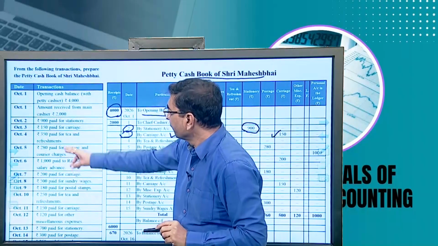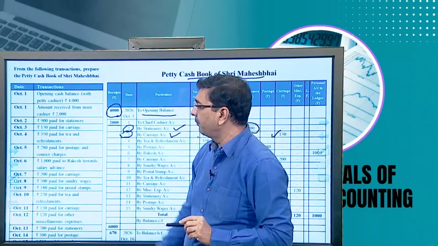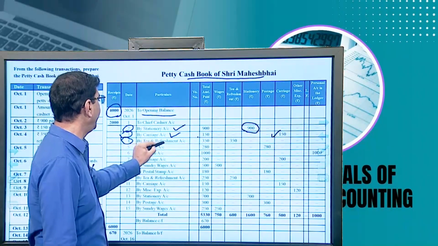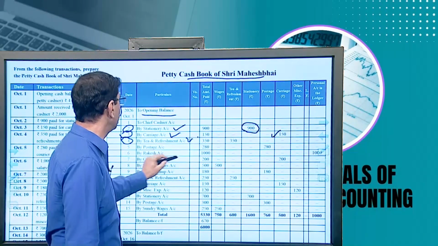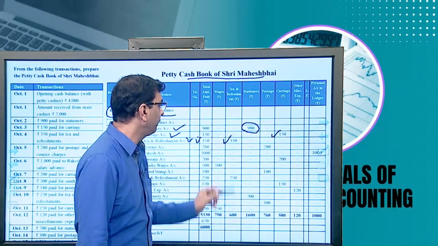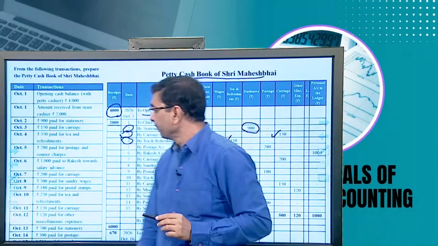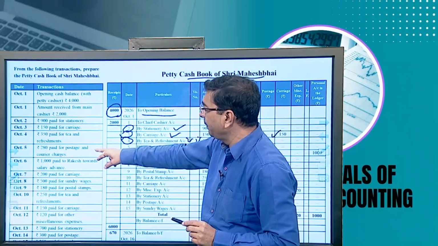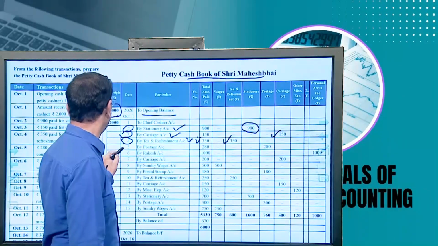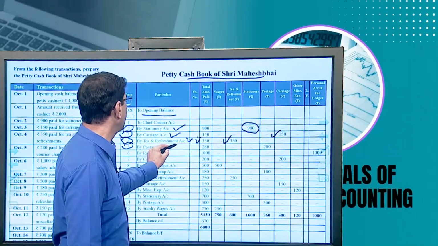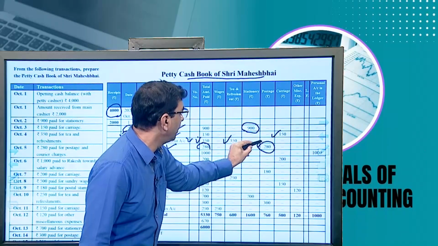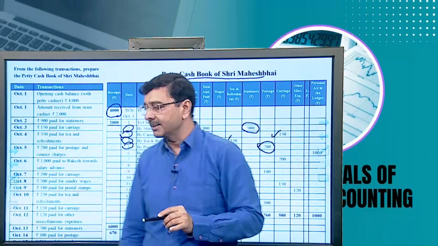The next is 350 paid for tea and refreshments. So October 4, we write tea and refreshment expenses. The amount is 350, the total 350. Tea and refreshment 350, all remaining columns dash. The next is 280 paid for postage and courier expenses. The date is 5th, so we write the date 5, postage and courier 280. In the postage and courier column 280 rupees, remaining columns dash.